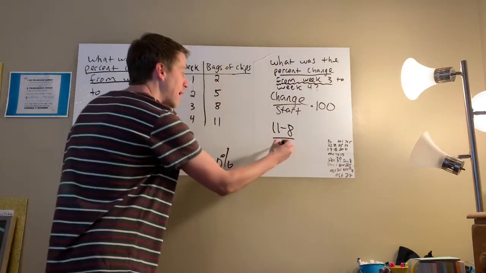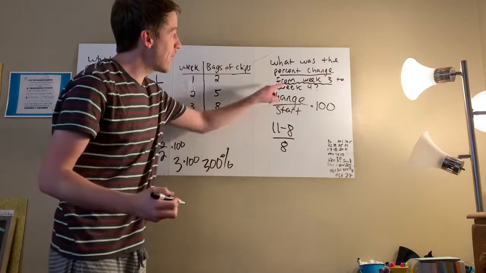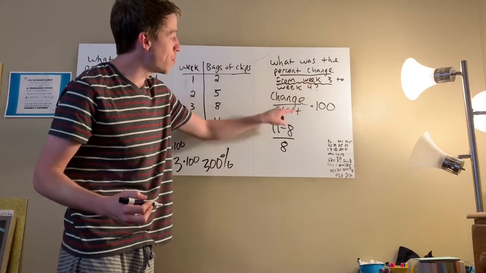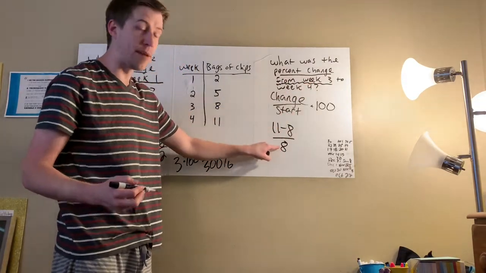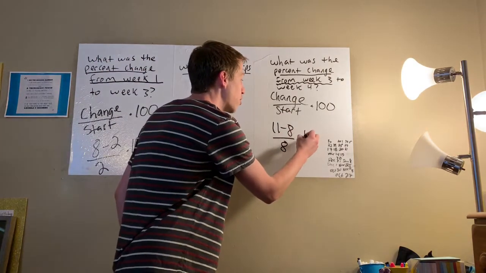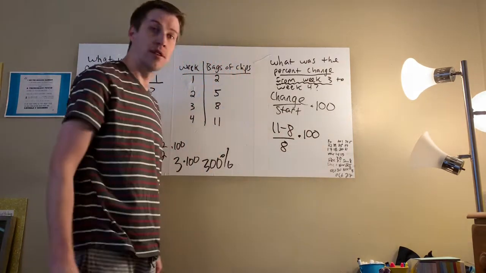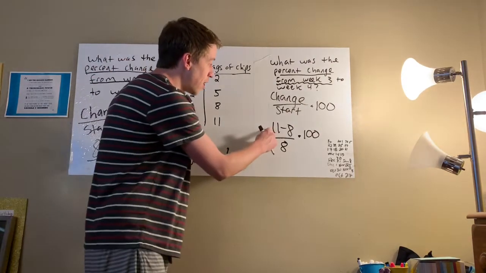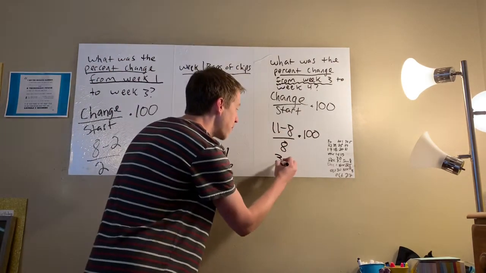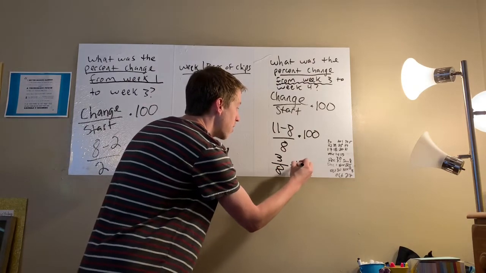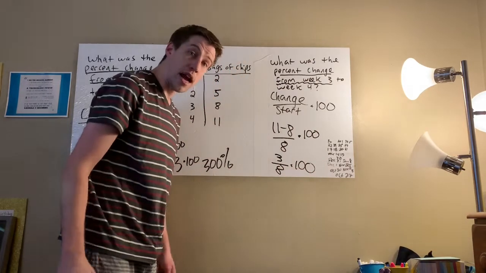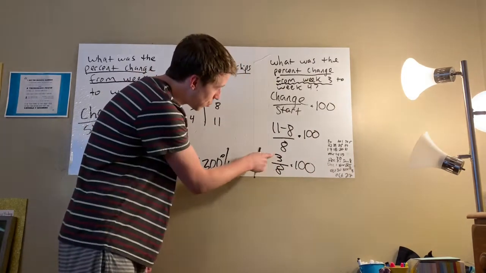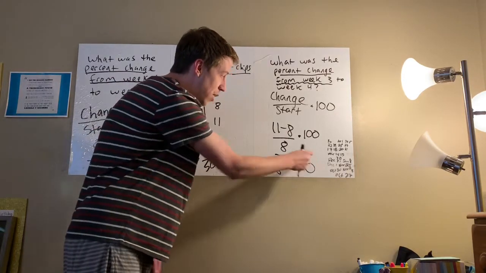So I'm going to divide by 8. Whatever is next to the word "from" will be your starting point that you want to divide by. And always make sure you multiply by 100. Over here, we can start doing it step by step. 11 minus 8 is 3. Now I'm going to go over to my calculator to do 3 divided by 8, then times 100.